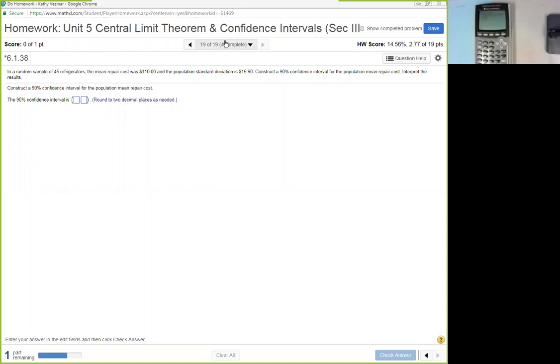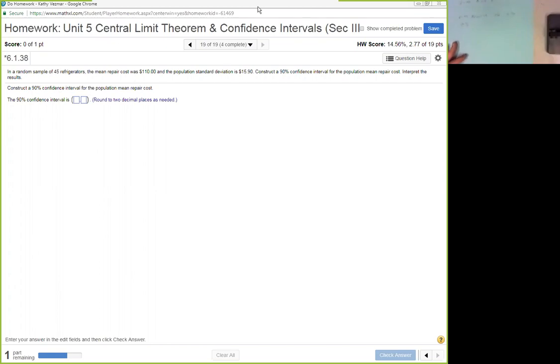and confidence intervals. In a random sample of 45 refrigerators, we have the mean repair cost, $110. Okay, so we know N is 45. We know that the mean is 110 and the standard deviation is 15.90. We want a 90% confidence interval for the population mean repair cost. And then we're going to interpret that.